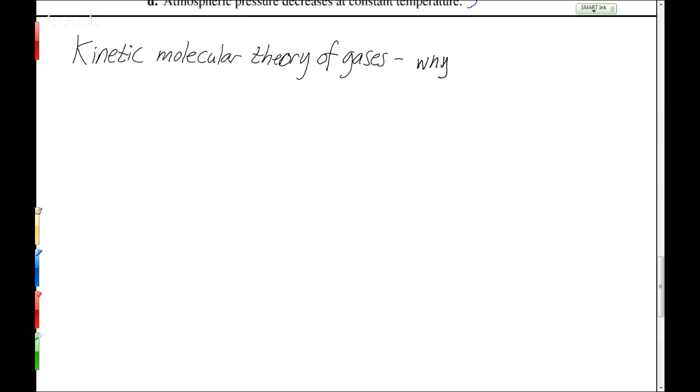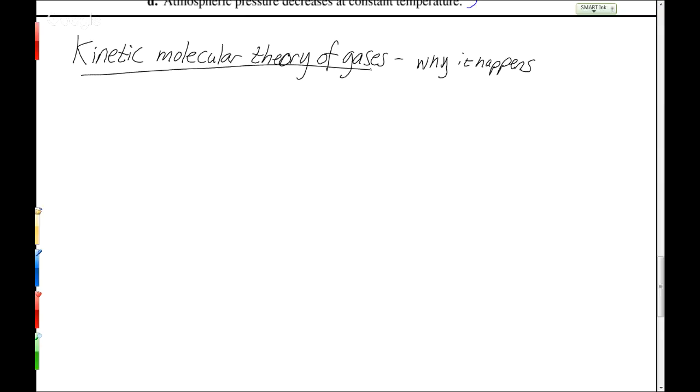And the name of that theory is called the kinetic molecular theory of gases. So why all those things we just talked about happen.